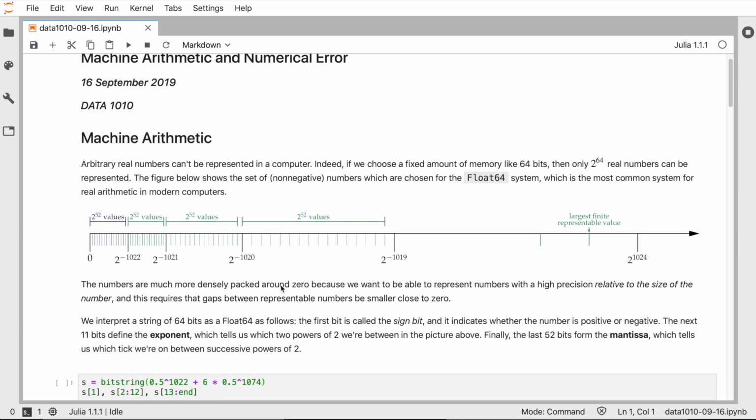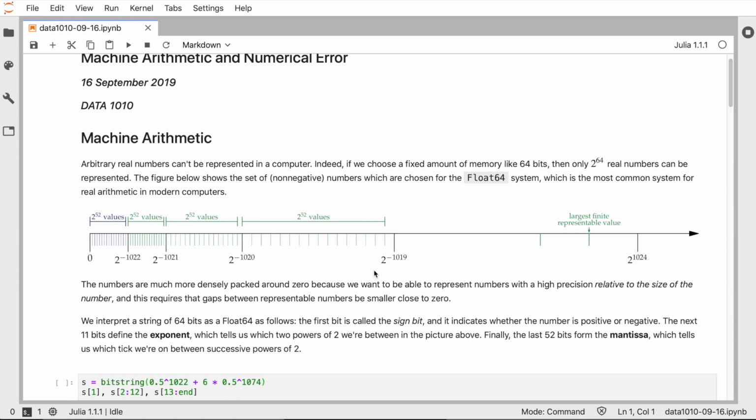The way that we associate a particular string of 64 ones and zeros with one of these numbers is that we appropriate the first bit as a sign bit, indicating whether it should be a positive or negative number. So we'll forget about that bit and just think about positive numbers from here on. Then we take the next 11 bits and we interpret that string of bits as telling us which two powers of 2 we're between. So if the next 11 bits form the number 1, interpreted as a binary integer, then we'll be in this first interval here. If it's 2, then we'll be in the second interval, and so on up to this last interval between 2 to the 1023 and 2 to the 1024.